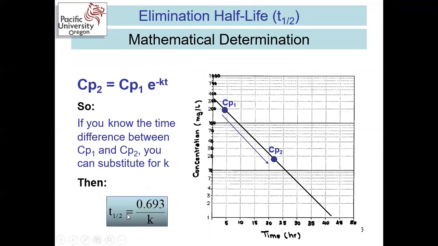Also, we can use this equation to determine the half-life mathematically. Assuming you know the two plasma concentrations and the time difference between them, you will be able to determine K as we described before. Once we get K, we can use this equation to determine half-life.